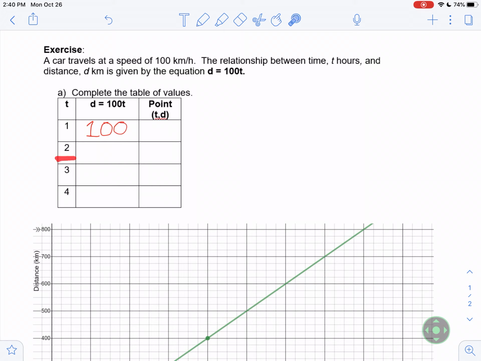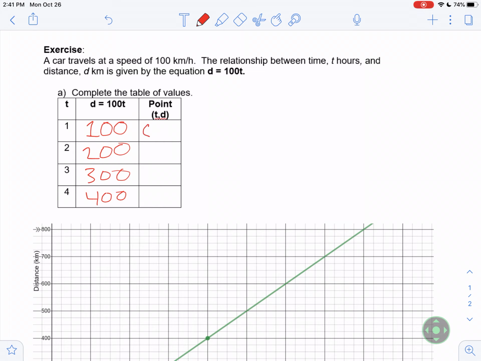If the time is 2 hours, we're going to do 100 times 2, which gives us 200. And then we're going to do 100 times 3 for the next distance. So 100 times 3 hours gives us 300. And finally, we're going to take 100 and multiply it by 4 hours to get a distance of 400 kilometers.